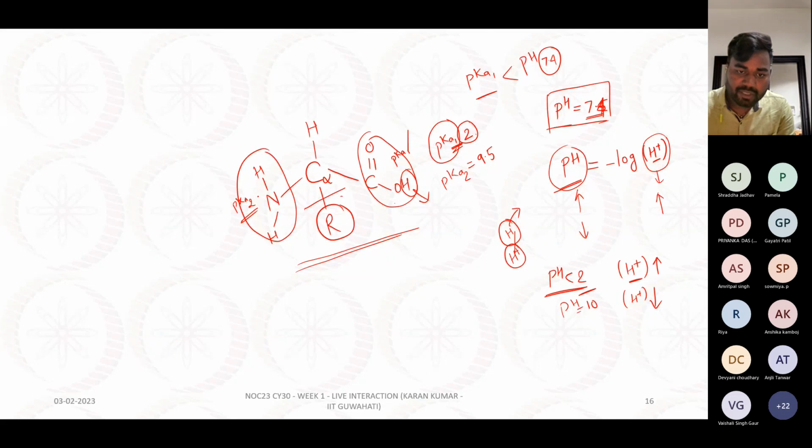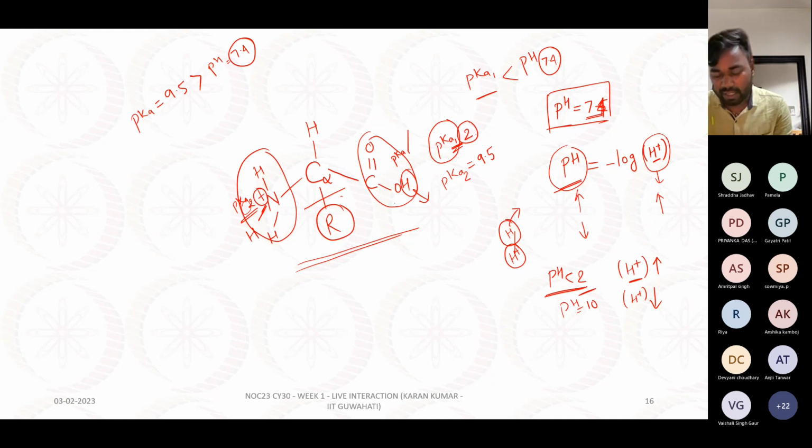At physiological pH, what will be the case for the amino group? The pKa2 value is 9.5, which is greater than the pH value of 7.4. So in that case, it will hold one more proton. It will accept one more proton because nitrogen can have one more state. So it will exist as a positive charge, and the carboxyl group will lose its proton and exist as a negative charge. That is why we see a zwitterionic form.